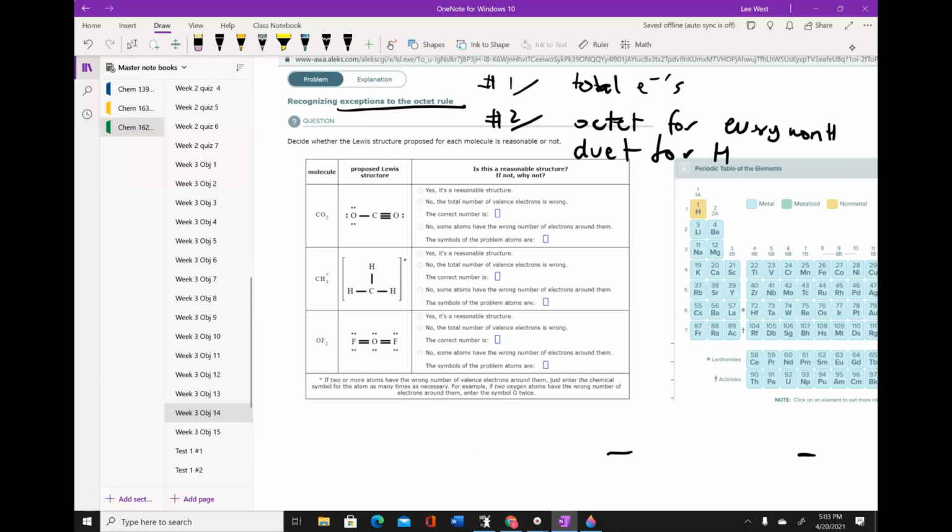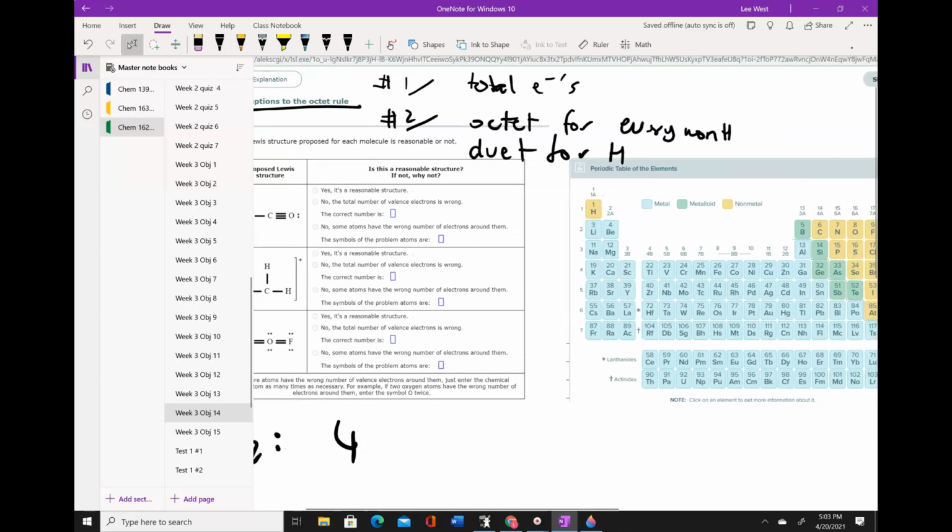So let's see what we've got going on here. We've got carbon dioxide. This is the proposed Lewis structure. For CO2, how many electrons do we need? We need 4 for the carbon, because carbon is in group 4A. And then we've got 2 oxygens, and they're each going to give us 6 electrons because they're in group 6A. So 4 plus 12, 16 electrons.